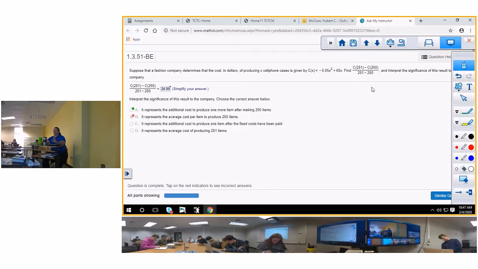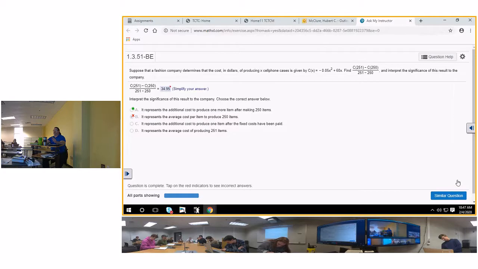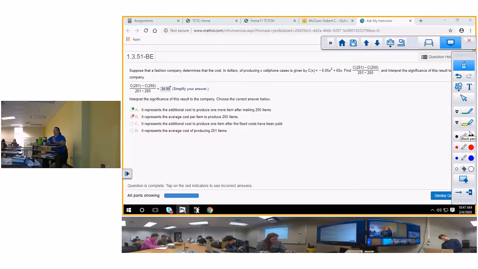I don't understand where this is going, but maybe they're just getting you used to looking at the cost formula. That's the cost formula. But plug in 251 and plug in 250. So I'm gonna write it on the board, and I want y'all to plug it in because that's all it's asking you to do, is plug and chug.